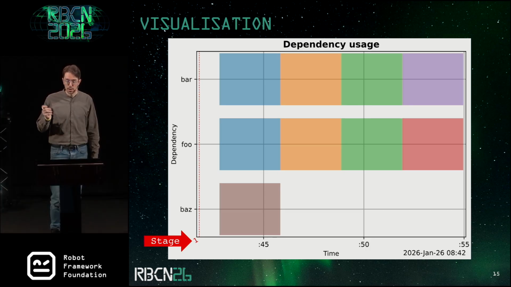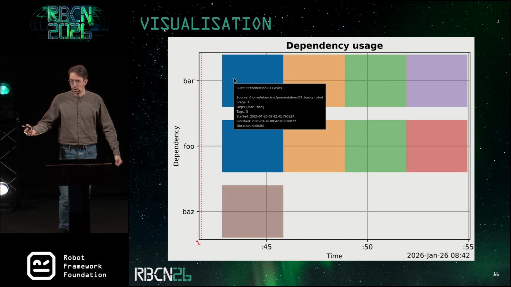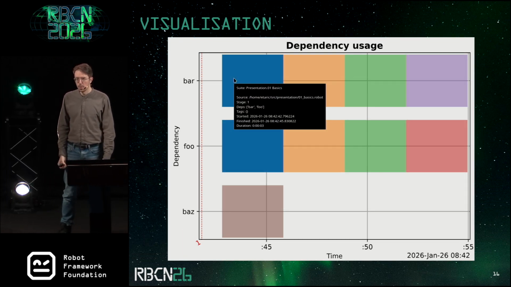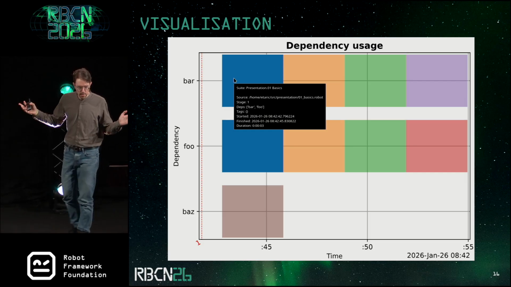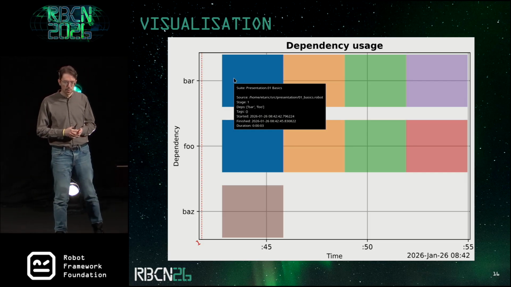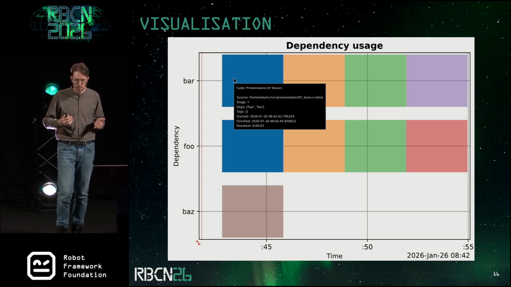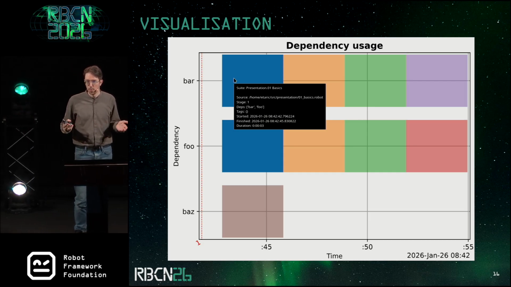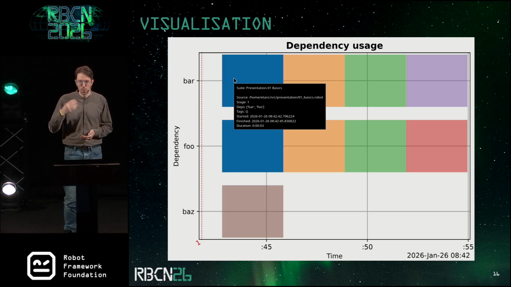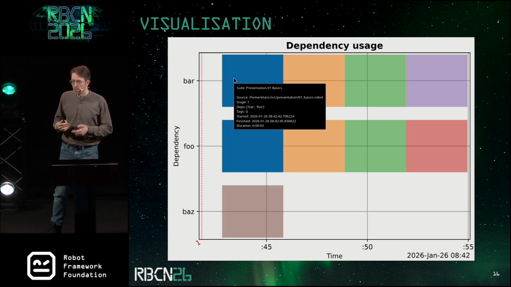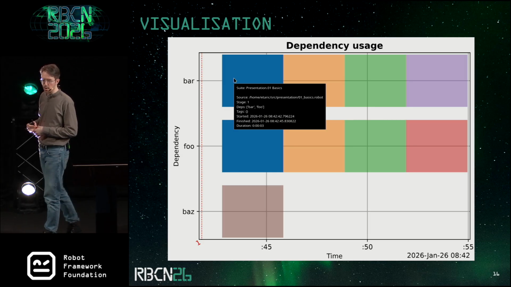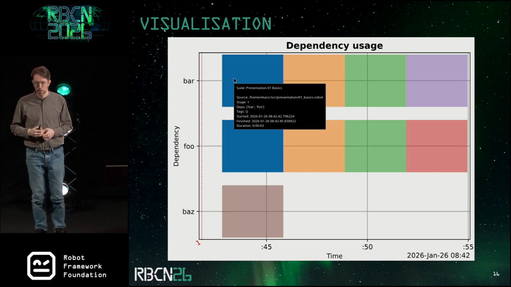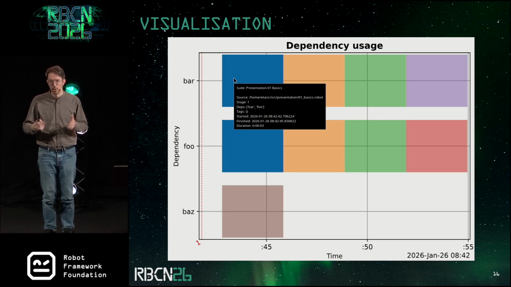Then another thing that you can do, of course, in this is you can hover over these bars. You can see on the bottom is the time axis, as I mentioned, and on the left we have the dependencies. So in this case, we have a suite that spans the dependencies bar and foo. And yeah, you get some information about it, about the tags, when it was started, when it finished, and which other dependencies are part of it, etc. And it is kind of highlighted.